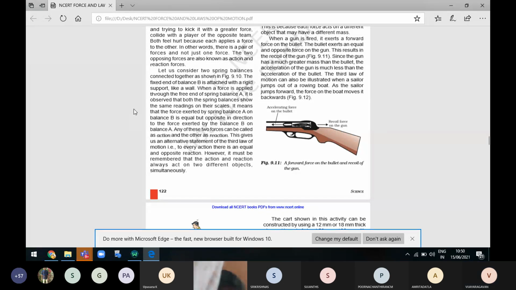Yes, continue. The fixed end of balance B is attached to a rigid support like a wall. When a force is applied through the free end of spring balance A, it is observed that both spring balances show the same readings on their scales. It means that the force exerted by spring balance A on balance B is equal but opposite in direction to the force exerted by balance B on balance A. Any of these two forces can be called an action and the other a reaction. This gives us an alternative statement of the third law of motion: to every action there is an equal and opposite reaction.